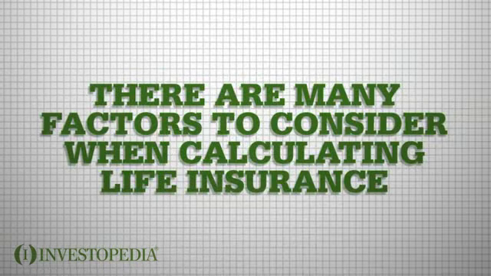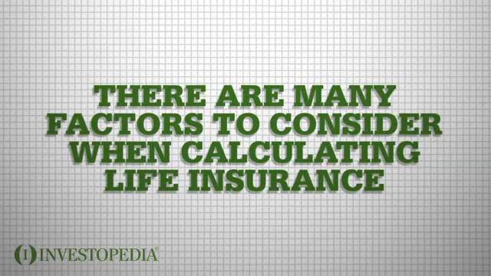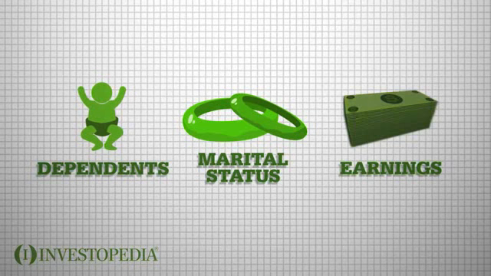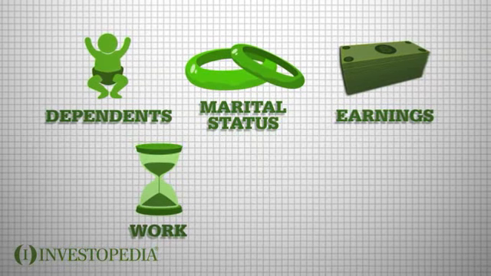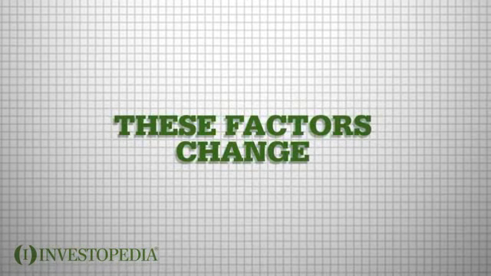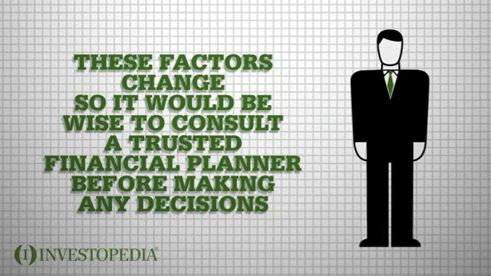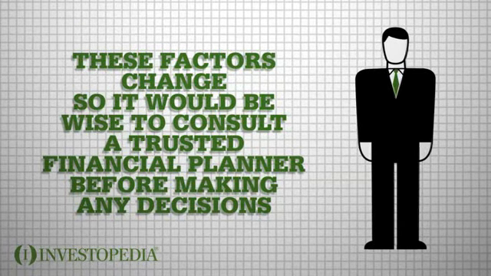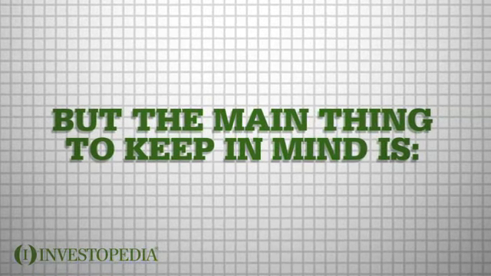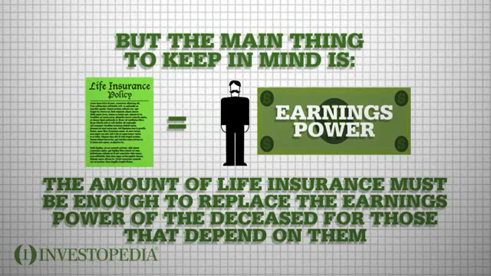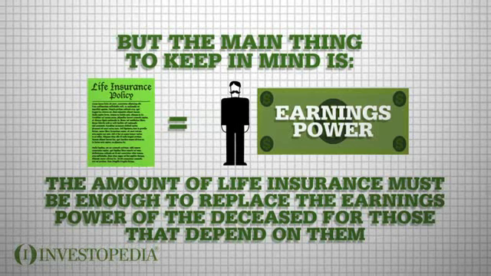There are many factors to consider when calculating life insurance. Marital status, dependents, earnings of each spouse, how much time you have left to work, and debts. These factors change, so it would be wise to consult a trusted financial planner before making any decisions. But the main thing to keep in mind is the amount of life insurance must be enough to replace the earnings power of the deceased for those that depend on them.